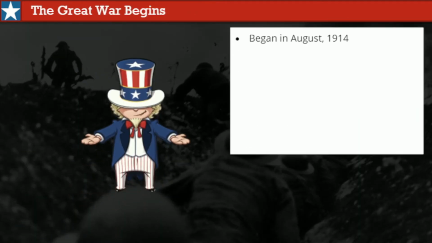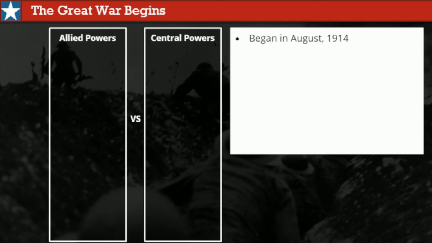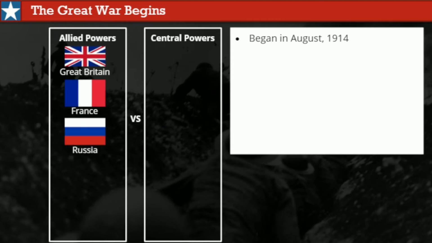The First World War began in August 1914. The alliance system you've learned about led the nations and empires of Europe to form two main sides, the Allied powers and the Central powers. The Allies originally consisted of Great Britain, France, and Russia. The three empires had been joined by an alliance called the Triple Entente.